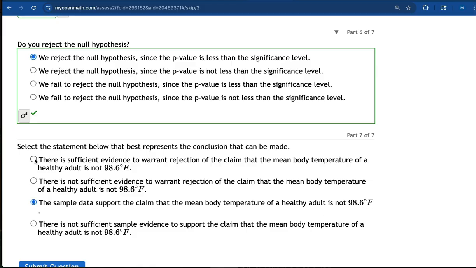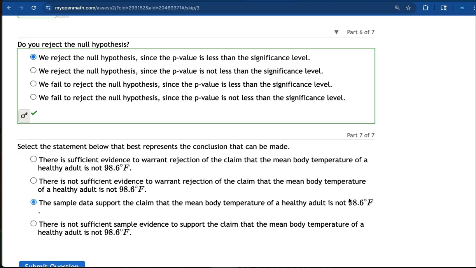So our options would have been between this first statement here and the third statement. The first statement is wrong because that says sufficient evidence to warrant rejection of the claim that the mean body temperature of a healthy adult is not 98.6. But we're not rejecting that. We're rejecting that it is 98.6 degrees. So our sample data do in fact support that claim, which is in line with the alternate hypothesis that the mean body temperature of a healthy adult is not 98.6 degrees Fahrenheit.